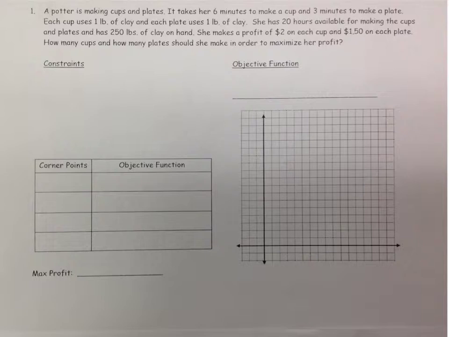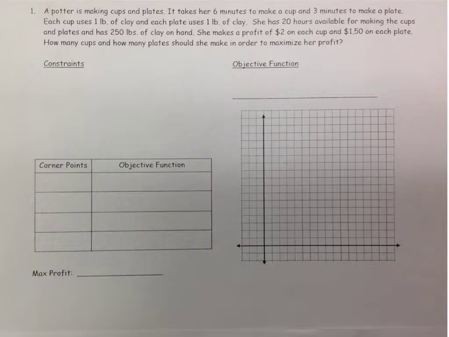Each cup uses 1 pound of clay, and each plate uses 1 pound of clay. So they each use 1 pound. She has 20 hours available for making the cups and plates and has 250 pounds of clay on hand. She makes a profit of $2 on each cup and $1.50 on each plate. How many cups and how many plates should she make in order to maximize her profit?